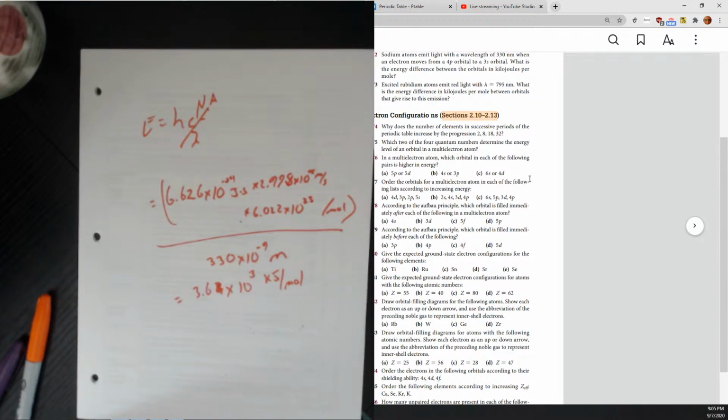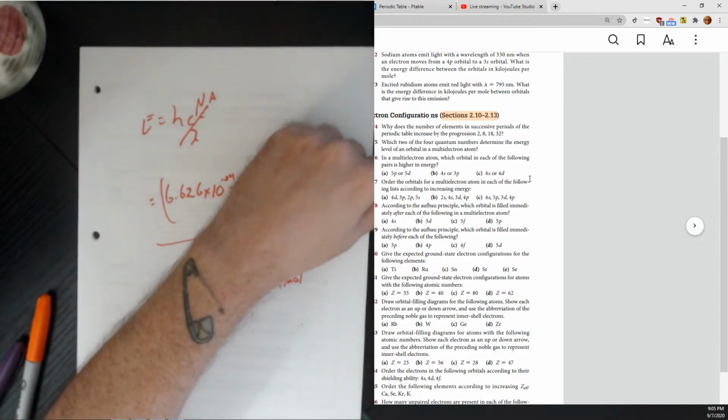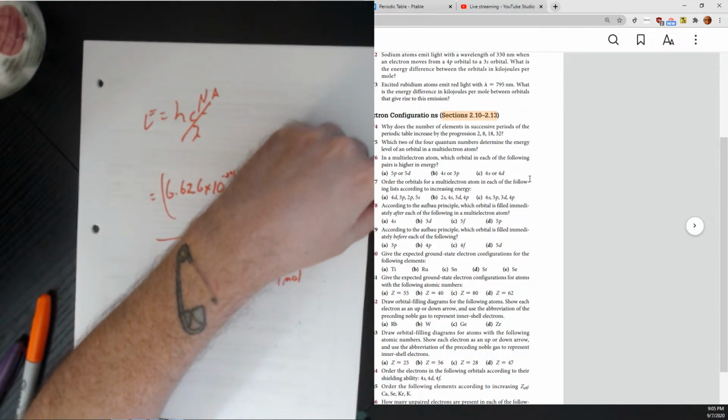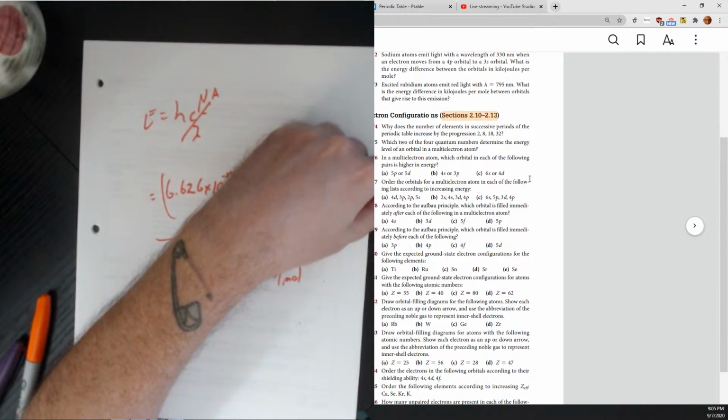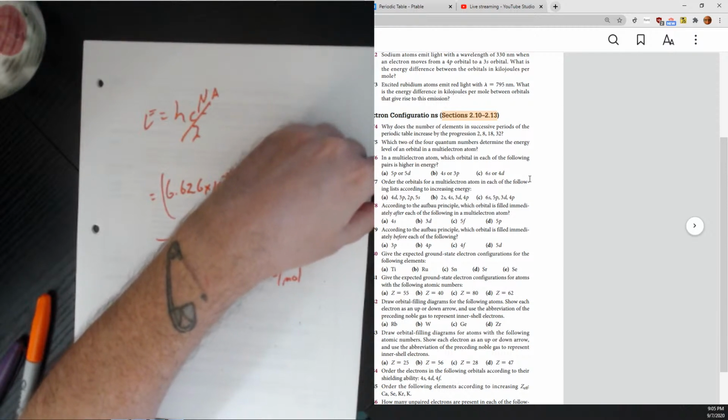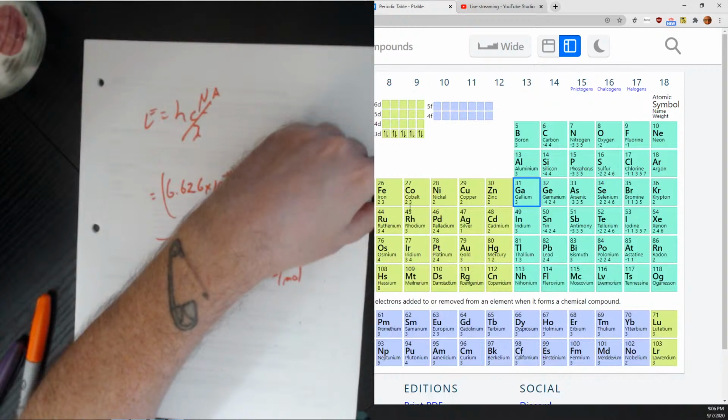76. In a multi-electron atom, which orbital in each of the following pairs is higher in energy? 5p or 5d? 5d. Just D is going to be higher in energy than P. 4s or 3p? 4s. 4s is filled after 3p. 6s or 4d? That is going to be 6s. Because here is the 4d in this row, and then 6s is one lower than that, meaning that it is higher in energy.